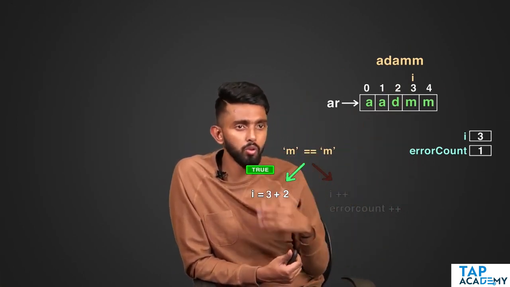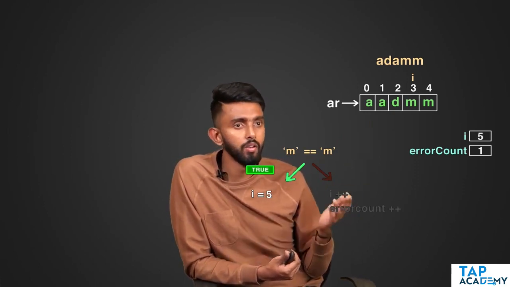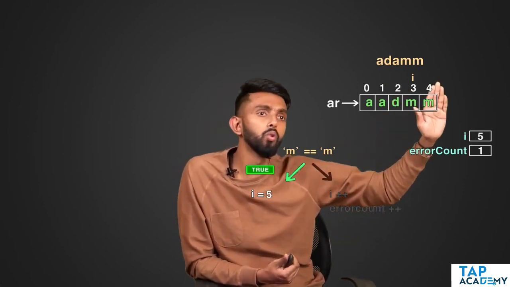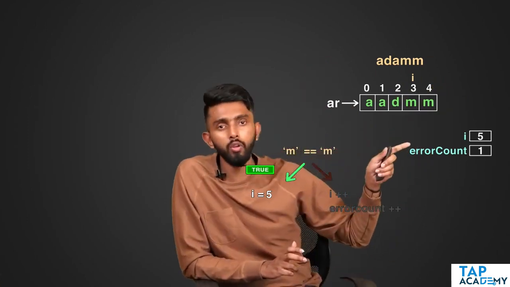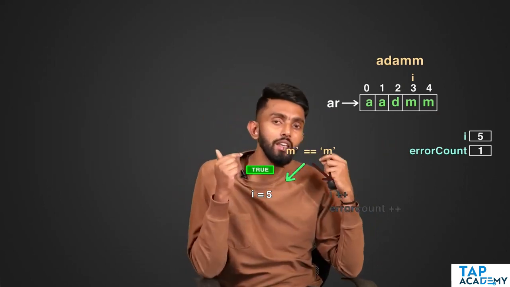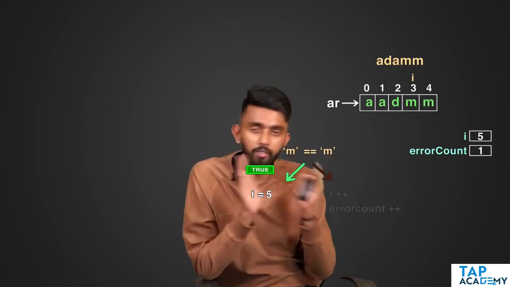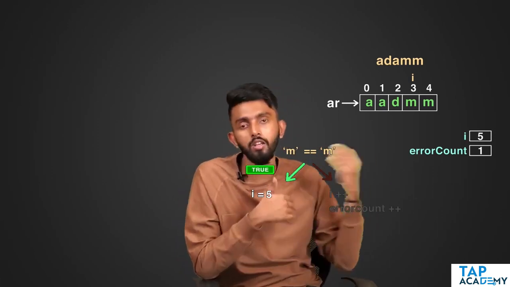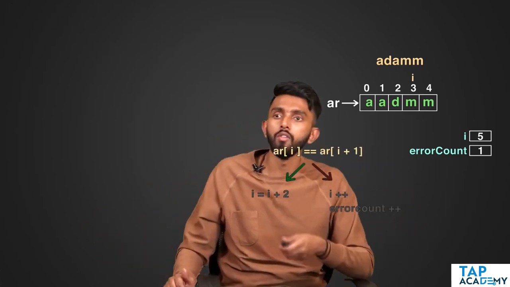In this case both are M, so 3 plus 2 becomes 5. Next time I will move out and come out of the loop. I hope you're able to think. At the end of it, you can see error count is 1. Check if error count is less than or equal to 1, which means you're basically checking for 0 and 1. If it is less than or equal to 1, return yes. If not, it means it is greater, return no. That's about it. Shall we quickly go and write the code for it?